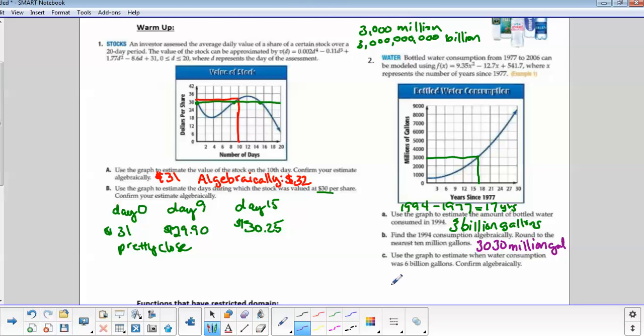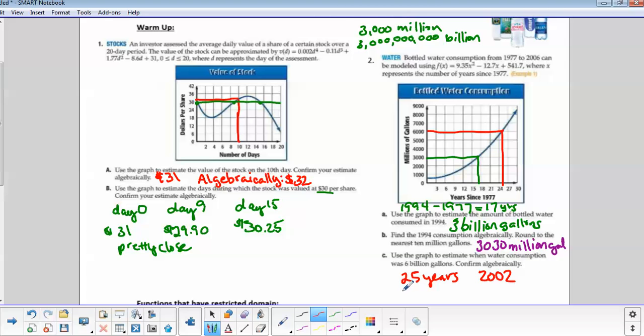And the last one says to use the graph to estimate when the water consumption was 6 billion gallons. So 6 billion is 6,000 million over here. Looks like we're a little bit past that line. So going straight down, I would estimate about 25 years. 25 years after 1977 is the year 2002.